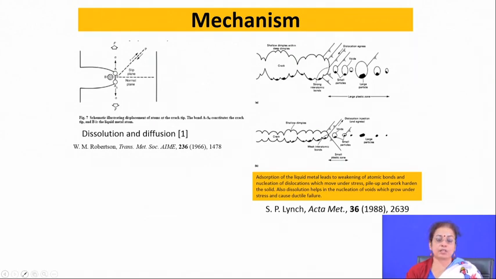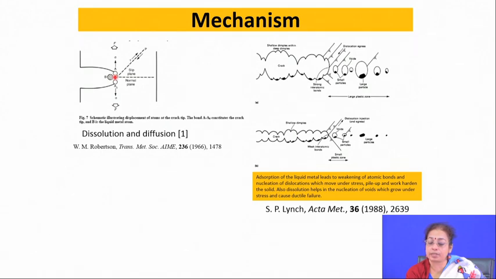The first mechanism of crack initiation and propagation is dissolution and diffusion. Whenever the crack tip is subjected to liquid metal, the liquid metal dissolves the stressed part, and because of the dissolution and subsequent diffusion, the interatomic bond strength in that region decreases, as a result of which crack propagation occurs at a much faster rate. So, this is one mechanism.